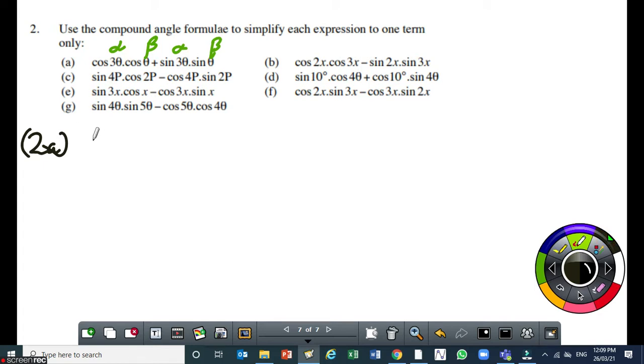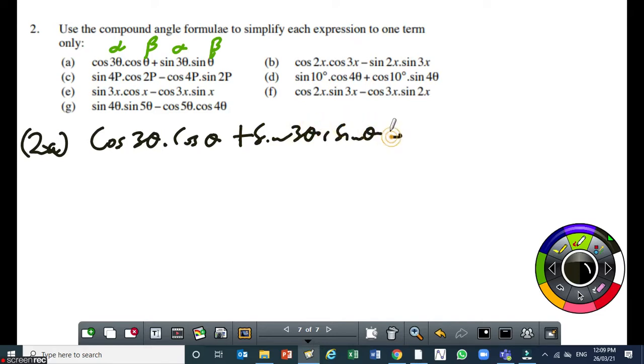So cos 3 theta times cos theta, because there is a product here of cos, it means I must have used the reduction formula for cos. But which one now? There is a plus here, so the one with the minus. So that becomes plus sine 3 theta times sine theta. This is going to be equal to cos (3 theta minus theta), which means your final answer is going to be cos 2 theta. Okay? And then we stop there. So it's not that difficult.